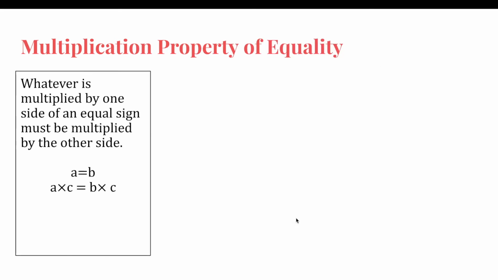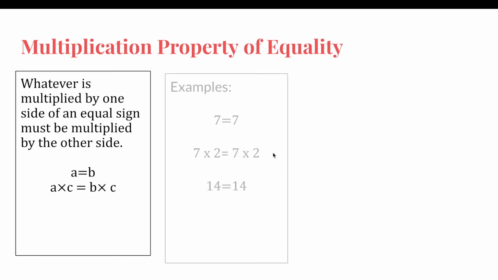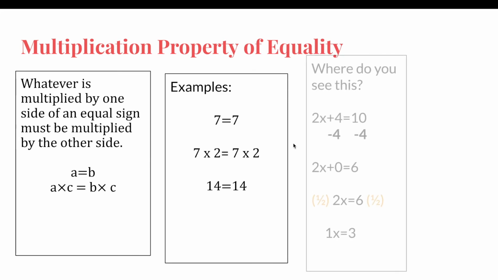Now we're going to talk about the properties of equality. There are 4 properties of equality, one for each operation, and they all say the same thing. Whatever is done to one side must be done to the other side, and then the equation will stay equal. That's all about keeping equations balanced.